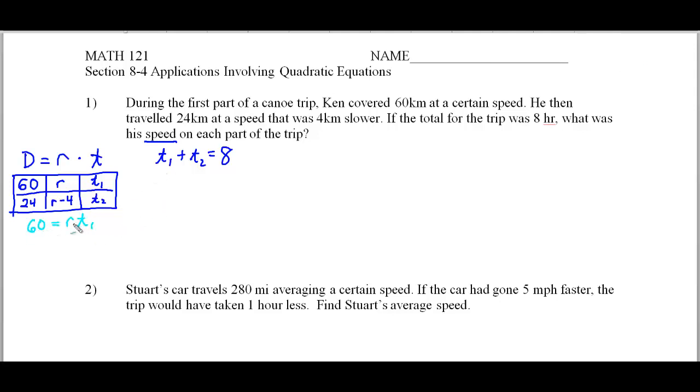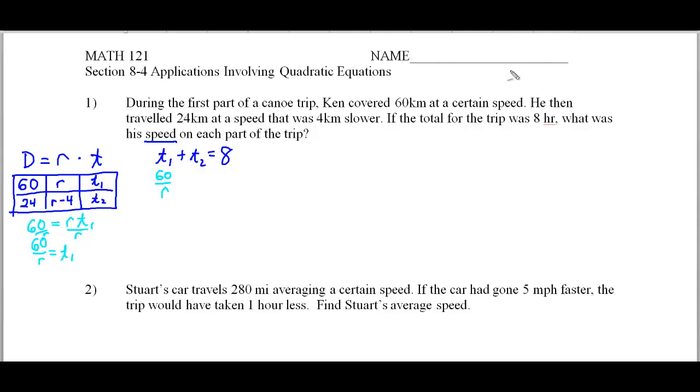Now let's get the t sub 1 isolated and plug whatever we get into our t sub 1. So this is going to be 60 divided by r, since the inverse operation of multiplication is division. So 60 divided by r is equal to t sub 1. Alright, let me change colors to look at the second equation right here.